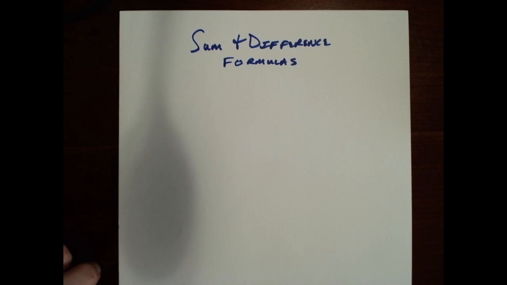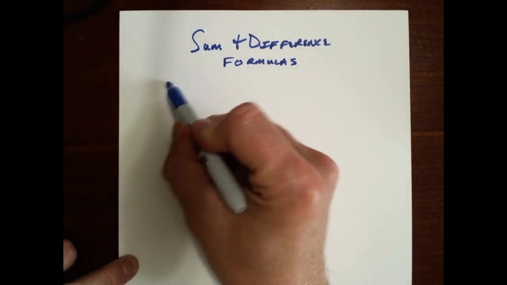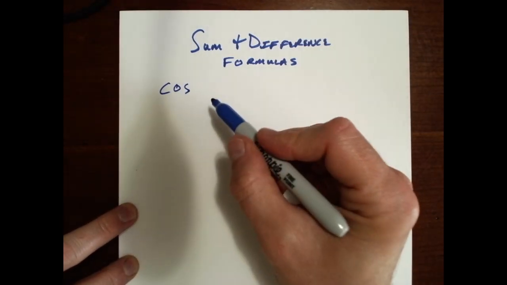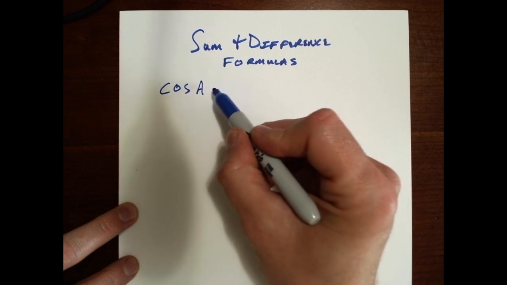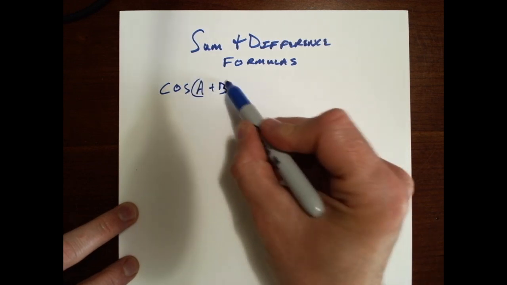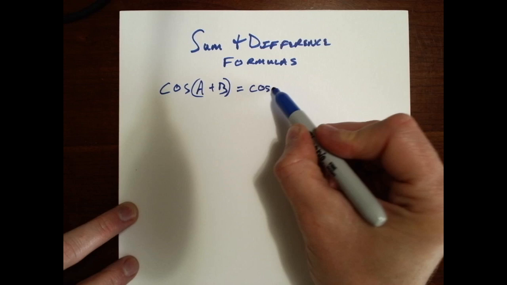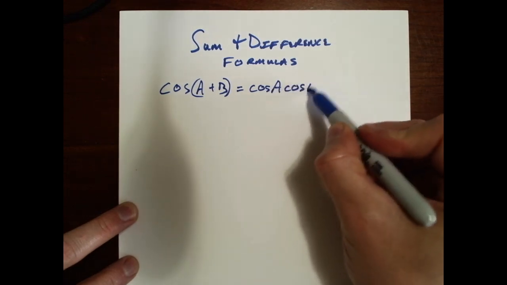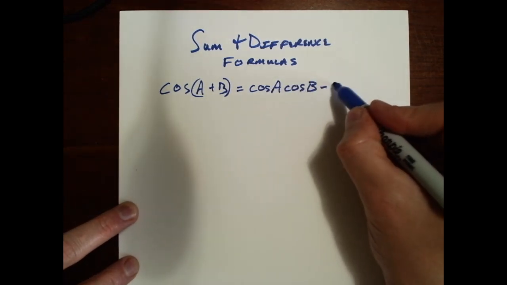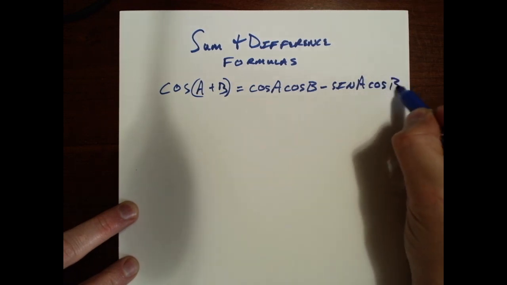We're going to look at sum and difference formulas, and we're going to be looking at the cosine version of the sum and difference formula. So namely, cosine of A plus B is going to be equal to cosine A cosine B minus sine A sine B.